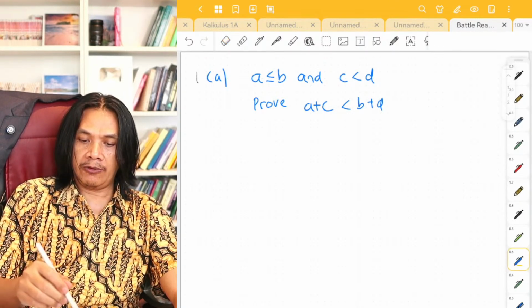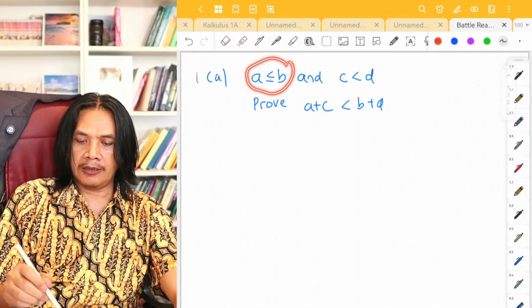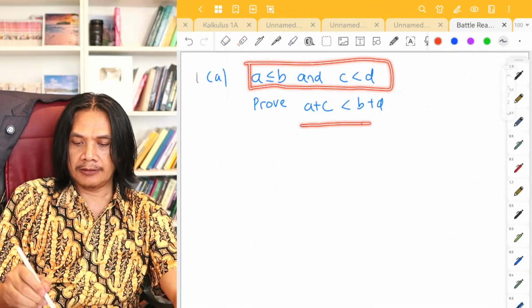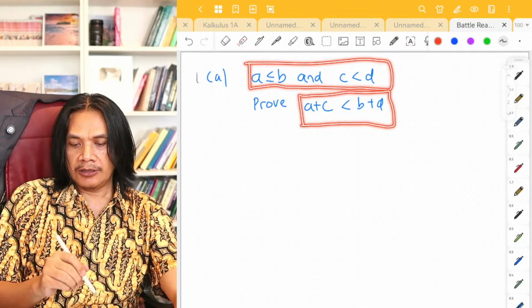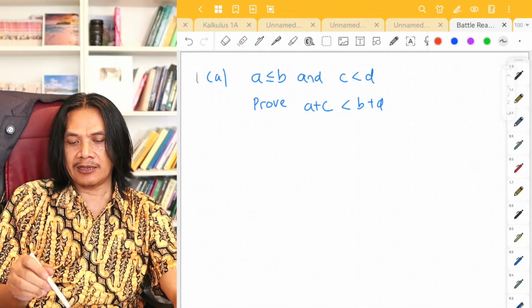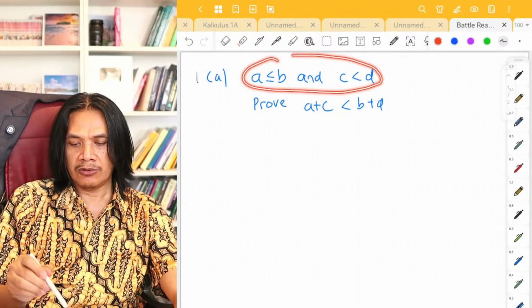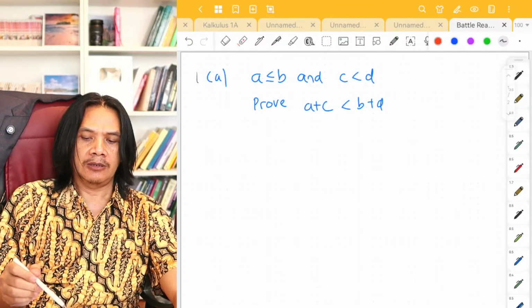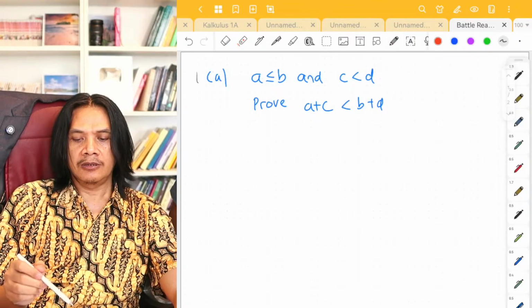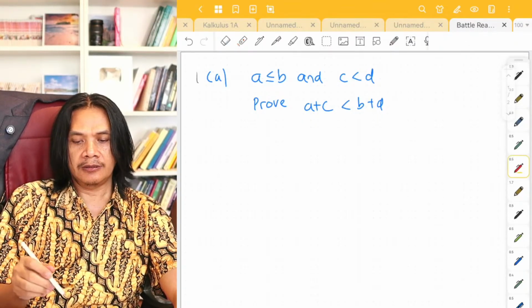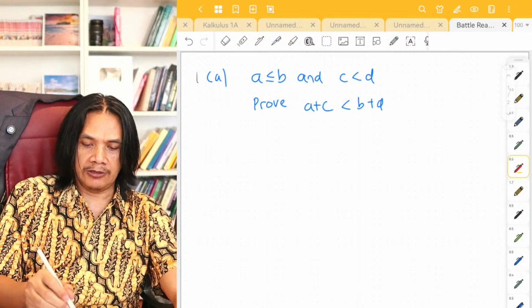So this is the given information, right? And this is our objective. We want to somehow relate this information to this expression. Let's say we want to get A plus C. So what can we do to make that expression appear? You should add C to both sides.